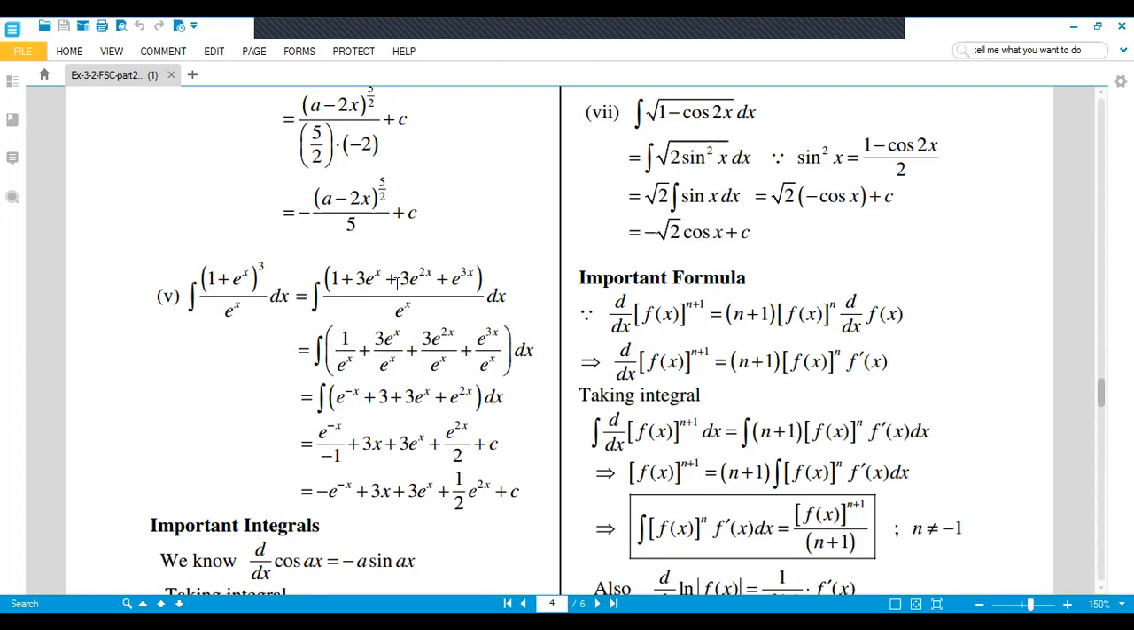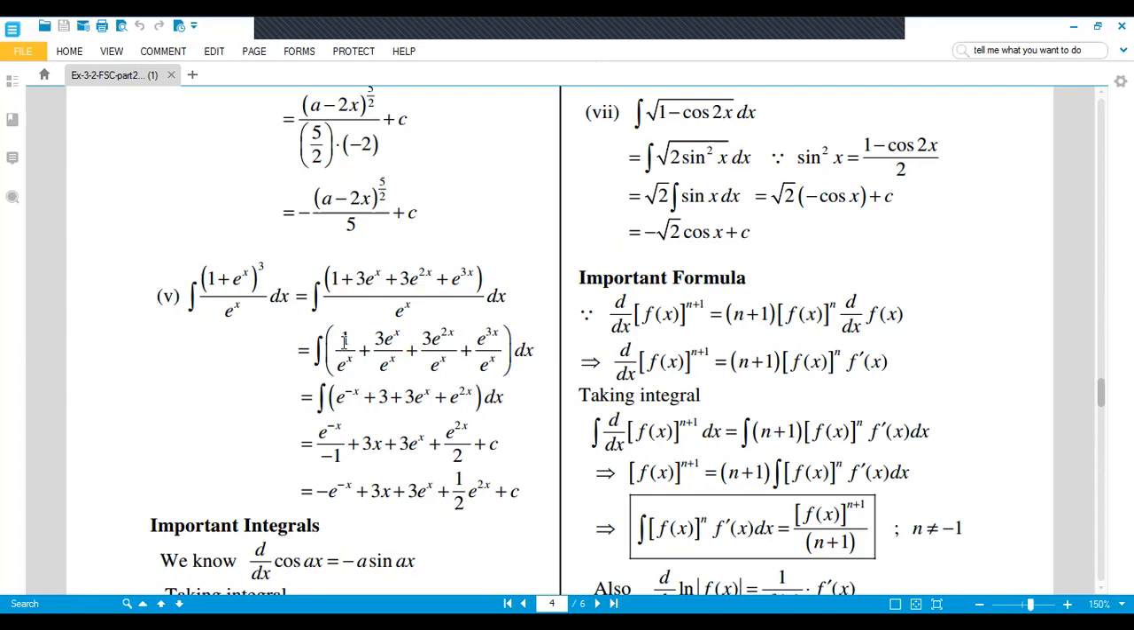And the next value is 3 into the first term and the second term square. The first term is 1, so 3 into 1 is 3, and e power x square is e power 2x. And the second term cubed, the second term is e power x, so e power x cube is e power 3x, and the denominator we write as it is. Now this denominator e power x will divide each value: on 1, on 3 into e power x, on 3 into e power 2x, and on e power 3x.